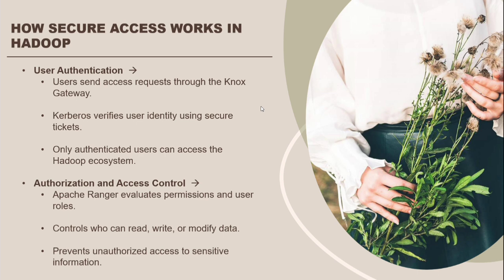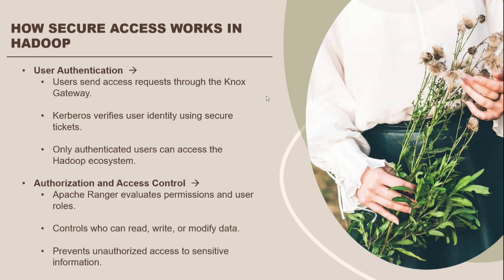Now let's move to the most important part of this presentation, how secure access actually works in Hadoop. Whenever a user tries to access any Hadoop service, the request first goes through the Knox gateway. Knox gateway makes sure that no one can directly enter the Hadoop cluster. After that, Kerberos authenticates the user by validating their identity using secure tickets. If the user is valid, the request moves forward.